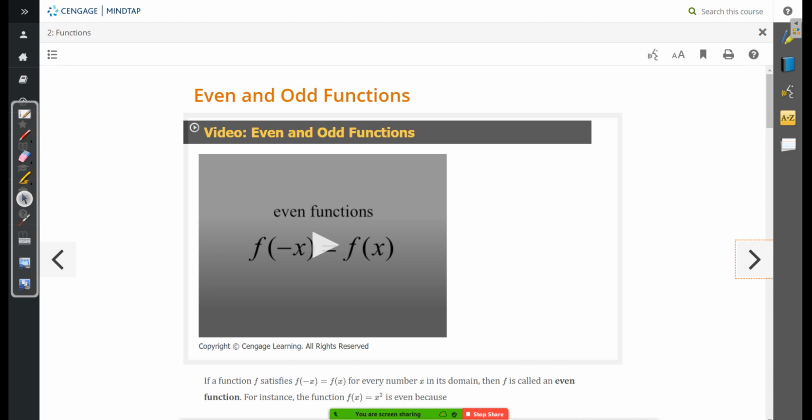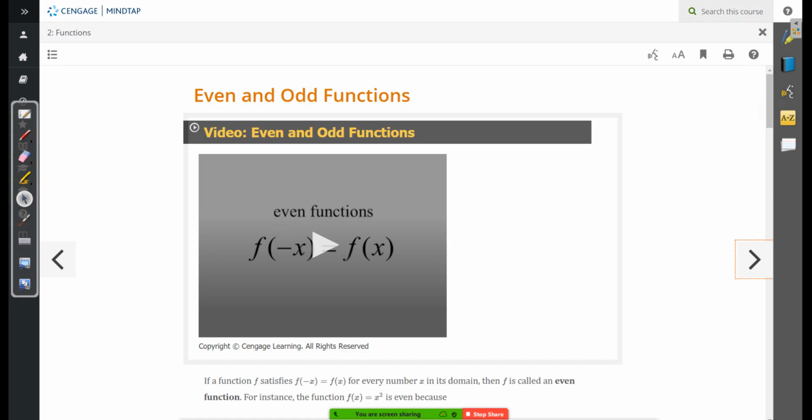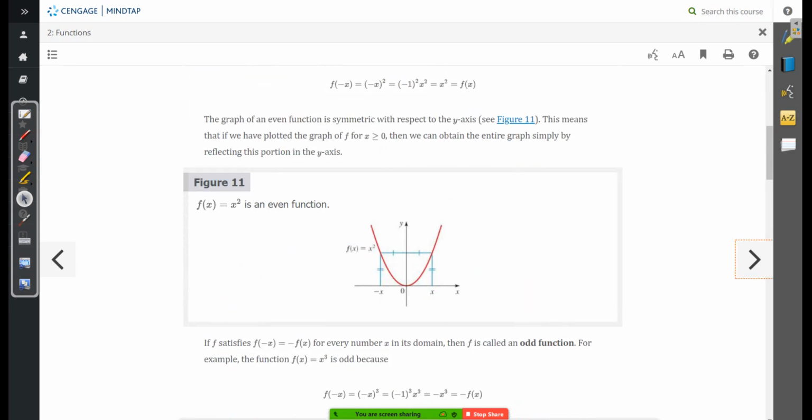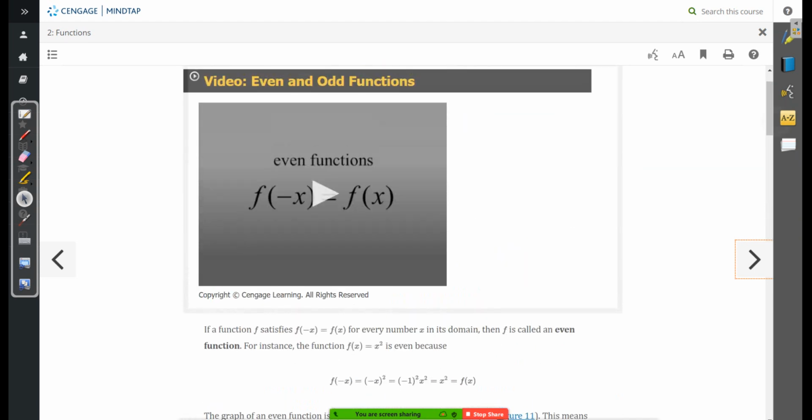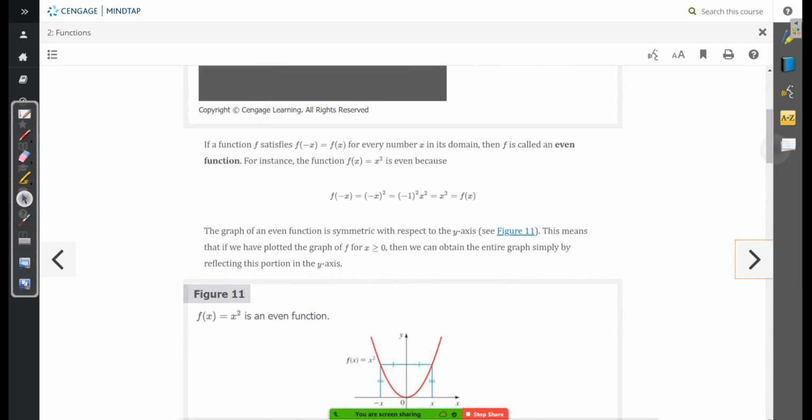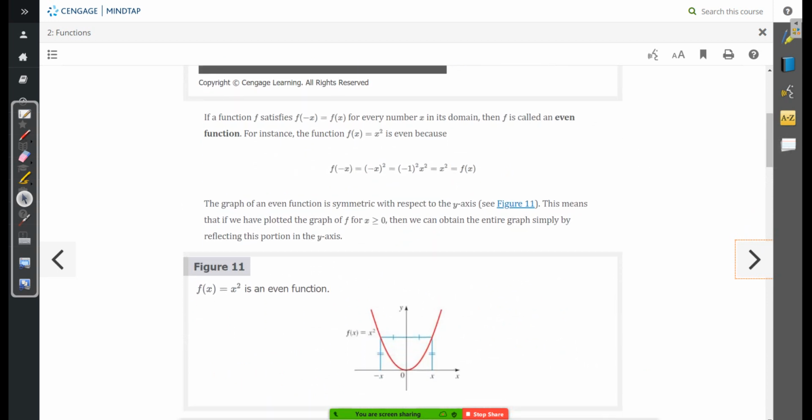Next up, even and odd functions. Let's read this. If a function f satisfies f of negative x equals f of x, meaning if I replace the x value with a negative x and I get back my original function for every x in the domain, then we call that an even function.